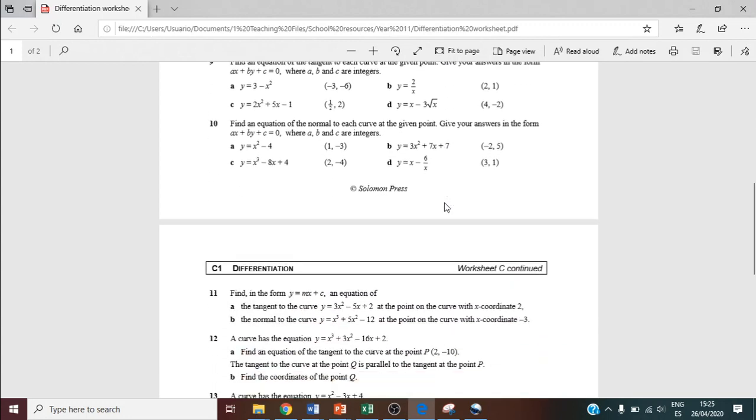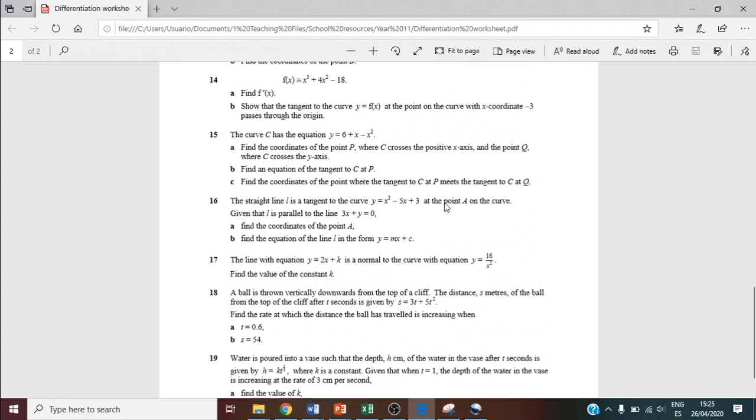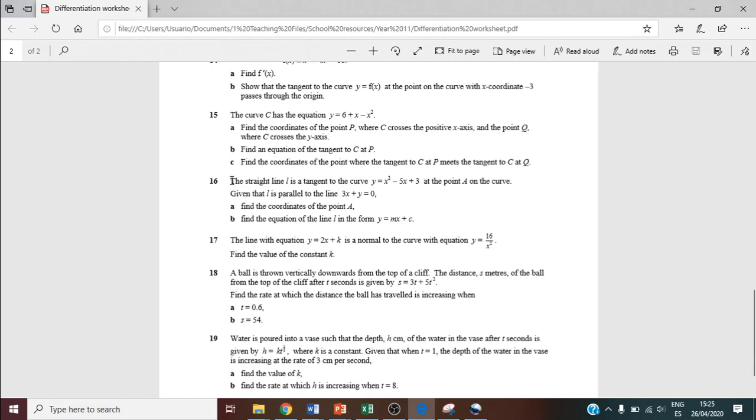Okay, and then our last question, question 16. Really quite a challenging one here, I think. Here we've got a straight line L, which is a tangent to this curve at some point A on the curve. Given that L is parallel to this line, find the coordinate of point A. So the first trick here is that we are trying to work out what the gradient of this line is. So you need to rearrange this line into the y = mx + c format. You want the y by itself, so send the 3x to the other side. Work out what the gradient is.